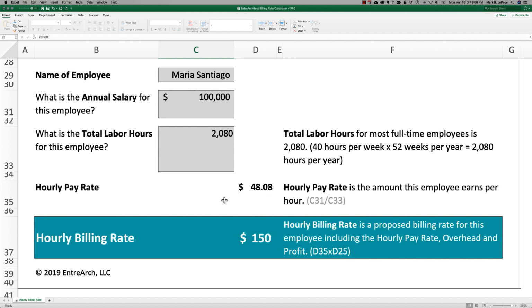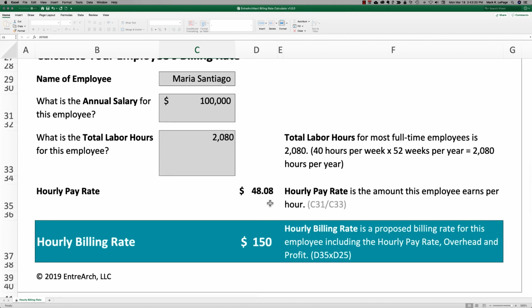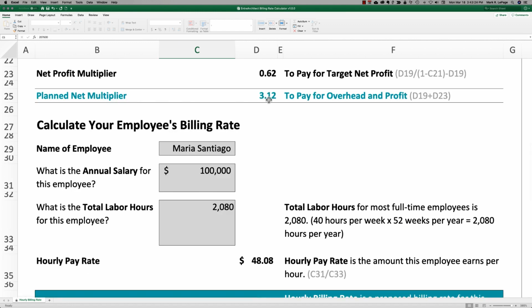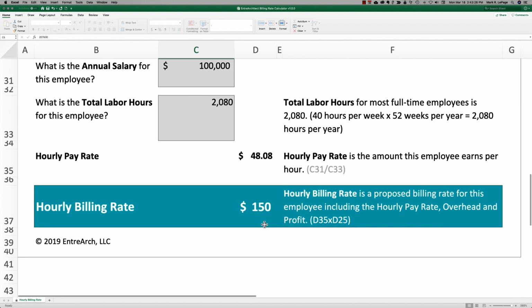The calculator is now doing your final calculation, calculating an hourly billing rate. It's taking the hourly rate of $48.08 times 3.12 and giving you an hourly rate of $150 per hour. So the hourly billing rate is a proposed billing rate for this employee, including the hourly pay rate, overhead, and profit. So essentially it's taking the multipliers that we've calculated above and multiplying it by the hourly pay rate, and it's giving you a proposed hourly billing rate.